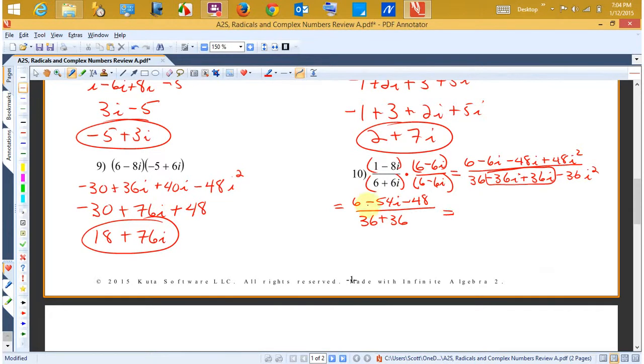Okay, working some more, I have 6 minus 48. So I'm going to have a negative 42 minus 54i, and the denominator will be 72. Now let's break that up into its real portion and its imaginary portion and then simplify. So the real portion is going to be a negative 42 all over 72, and the imaginary portion is going to be subtract 54i all over 72. Okay, so let's see what can go in there.